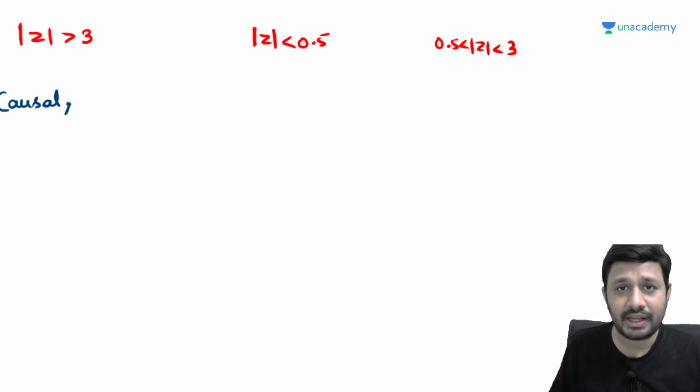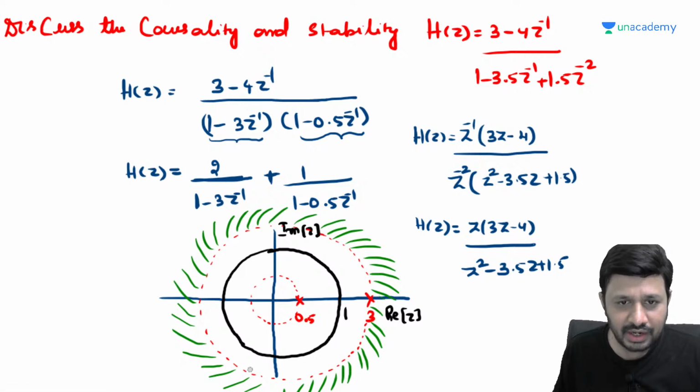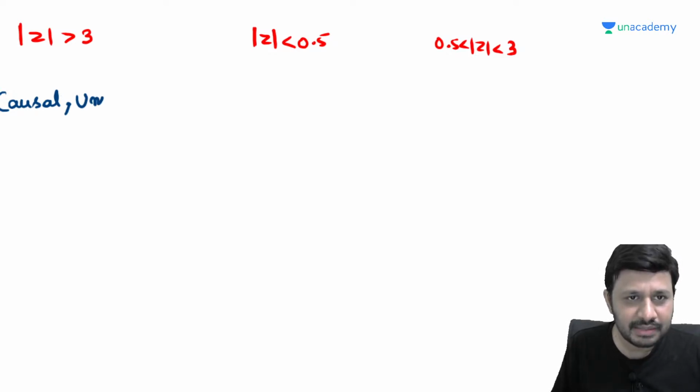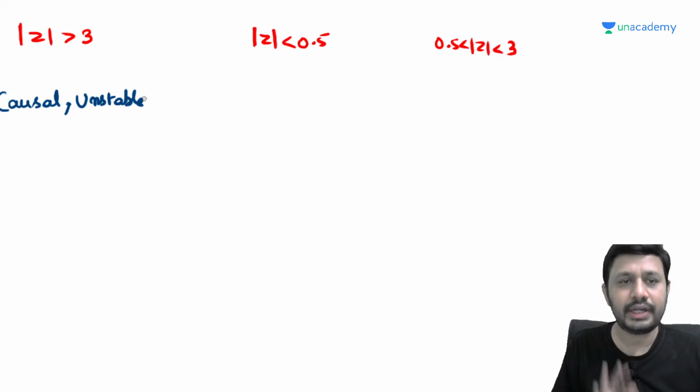Now stability also you have to verify. You see whether this ROC includes the unit circle or not. You observe whether this ROC, mod Z greater than 3, includes the unit circle or not. Sorry, it doesn't include the unit circle. So for this case, our system becomes causal, but it is unstable. If the ROC of your system function includes the unit circle, then only it becomes stable.